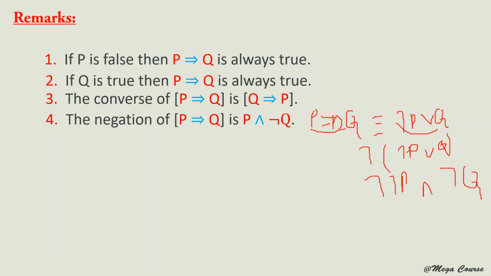The negation of not P is actually P. Imagine you're saying he is on the moon. The negation is he is not on the moon. The negation of the negation is he is on the moon. So we get P and not Q, which is actually here.